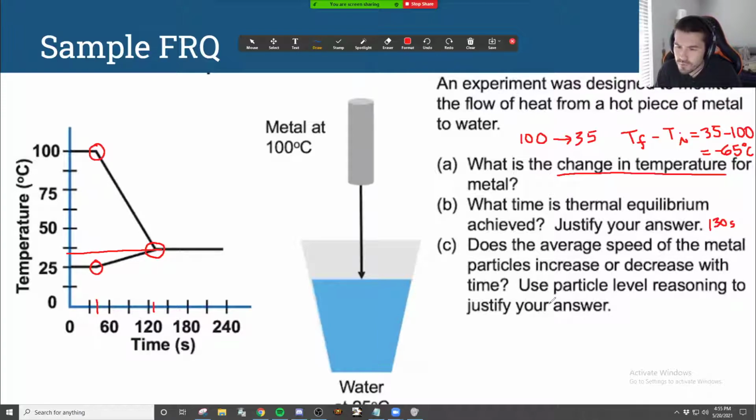Does the average speed of the metal particles increase or decrease? Well, temperature is a measure of the speed of particles. Our temperature has gone down, so the metal particles have experienced a decrease in their average speed over time. Use particle level reasoning. Just what I said. I would say temperature is a measure of the average speed of particles, or the average kinetic energy of particles. So if the metal is getting cooler, then the particles must be slowing down. I think that's fine.